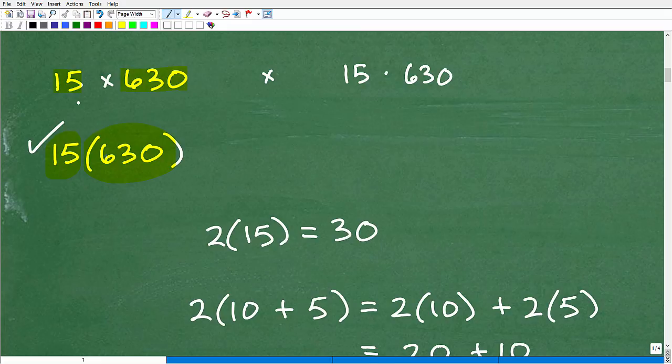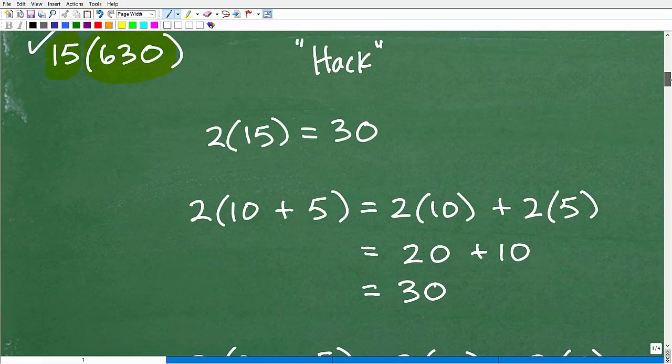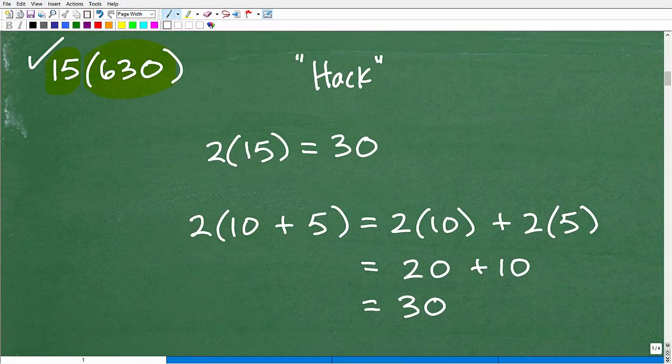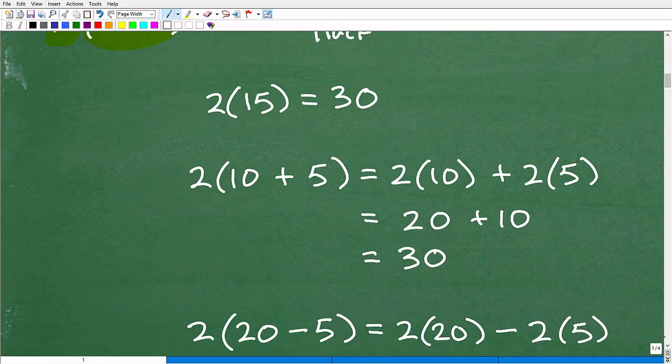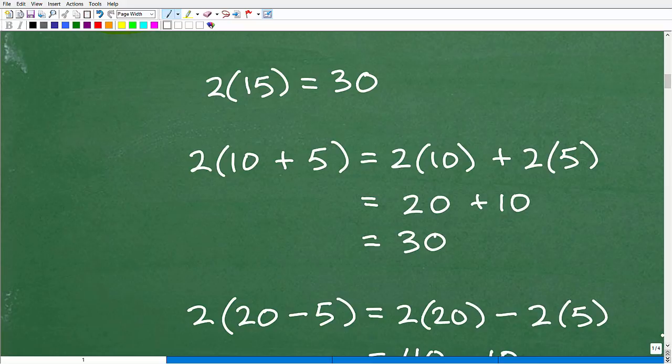Now, let me go ahead and introduce the hack, the shortcut, what everyone has been waiting for in this video. So what is this? Now this thing has a name. I'm not going to tell you its name just quite yet, but what we're going to do is just follow the pattern of how it works, and then I'll tell you the name, but then I'm going to emphasize why it's so critical. All right, so let's take 2 times 15.